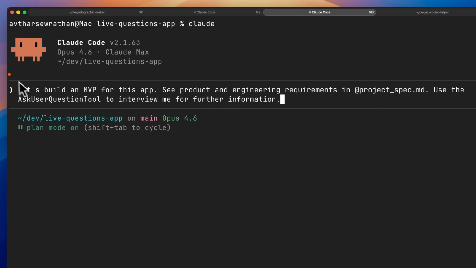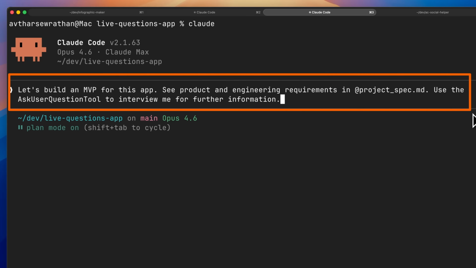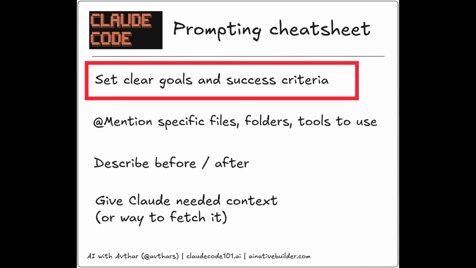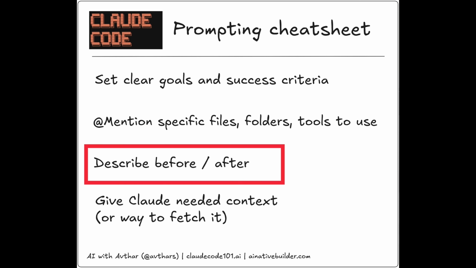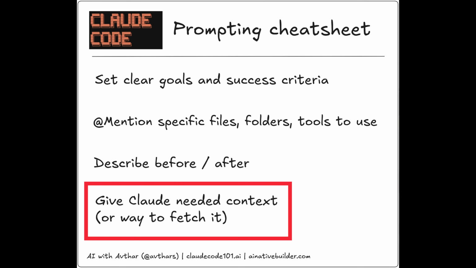Tip number 19 is to give Claude lots of context in your prompts. Good prompting is one of the biggest levers for improving your outputs with Claude Code. My advice is to treat Claude like a smart employee or coworker that you're delegating a task to. This means doing things like setting clear goals and success criteria, mentioning specific files, folders, and tools to use, and describing the before and after situation that you want. The more relevant context you supply, the better results Claude will produce.